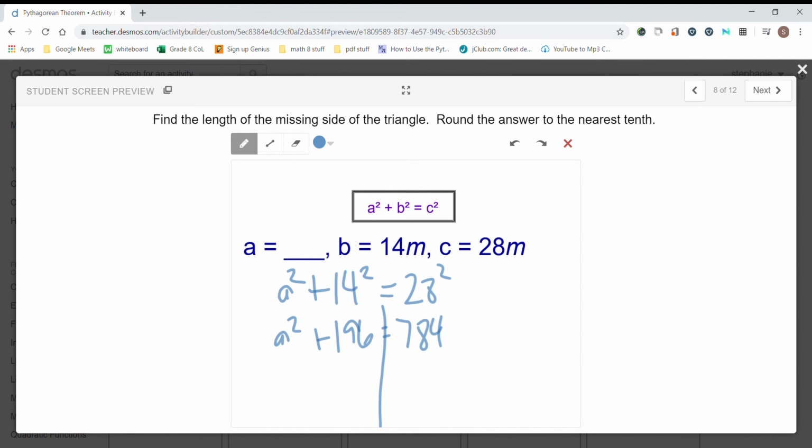Not going to work. So I'm going to subtract 196 from both sides. These go away. I'm left with a squared on the left-hand side. I have 784 minus 196, which is 588. From there, I can take the square root, just like we've done in all these other problems.